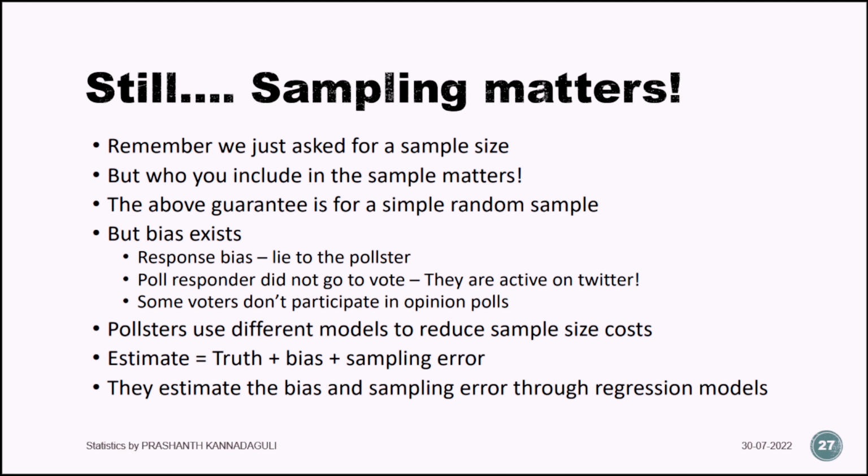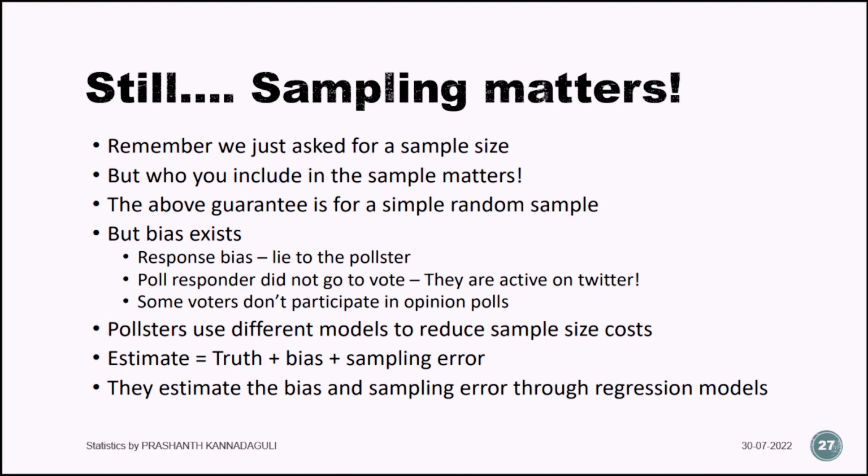Response bias, in the sense that whoever you talk to, he or she lied. They said that they voted for this person, but actually they voted for another person. So that will bring some error into your calculation. Now, most of us are active only on the other platform. We don't go for voting. We say we are very active, this party should win, this is what should happen. Everything we'll say, but we'll never vote. So that's the second category.